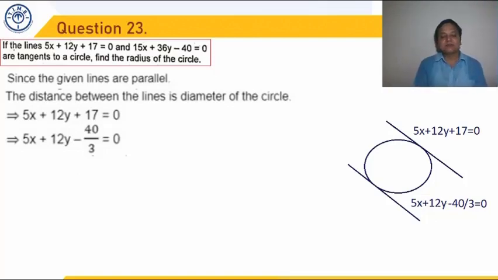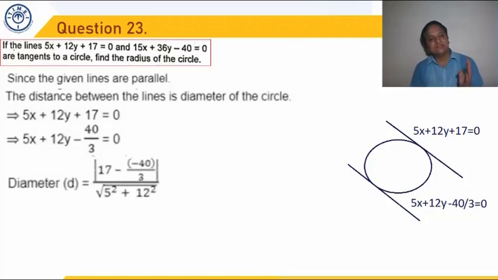Now how do we find distance between parallel lines? It's modulus of c1 minus c2 upon root a square plus b square. We can apply this formula only when the coefficients of x and y as well as the connecting sign are the same. So first of all we divide the 15x plus 36y minus 40 equation by 3 to get into the same required format. Now we apply the distance between two parallel lines.